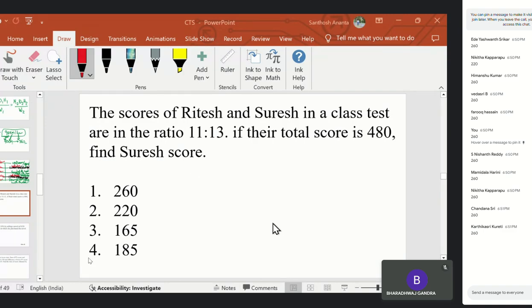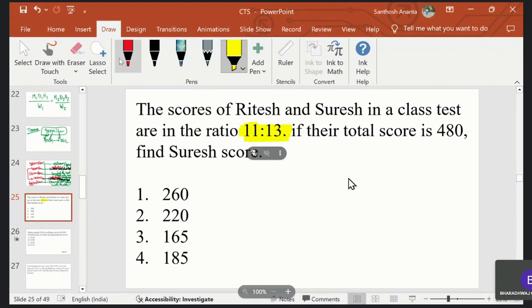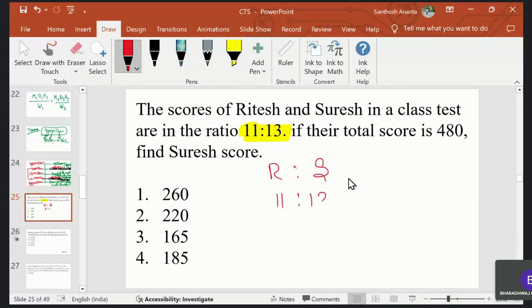The scores of Ritesh and Suresh in a class test are in the ratio 11 is to 13. We know the ratio of their scores, 11 is to 13, and their total score is 480. We know the total score in terms of value.